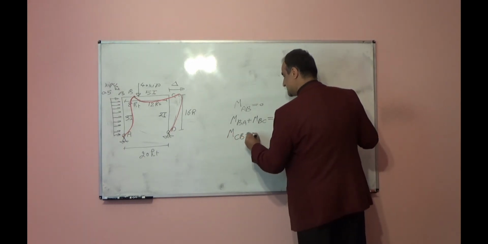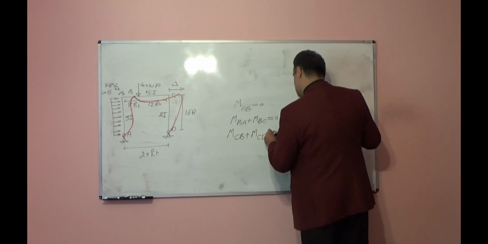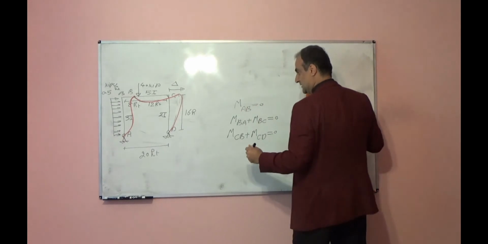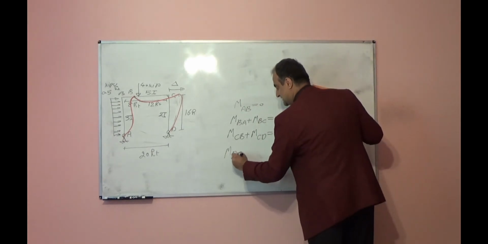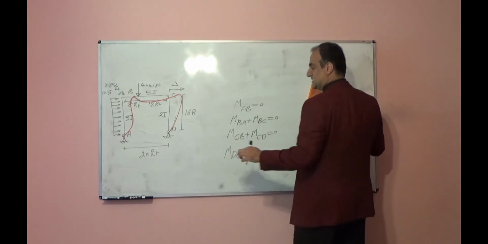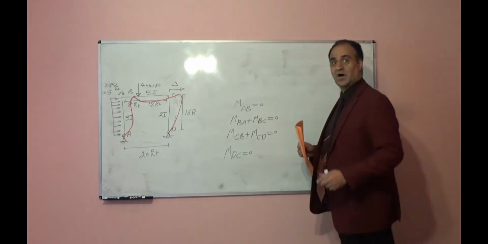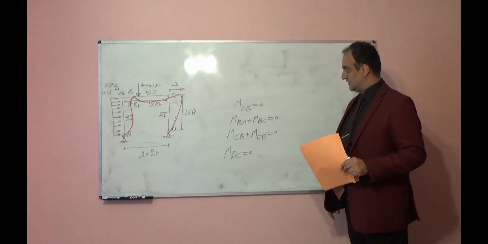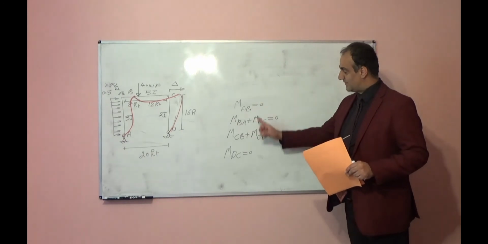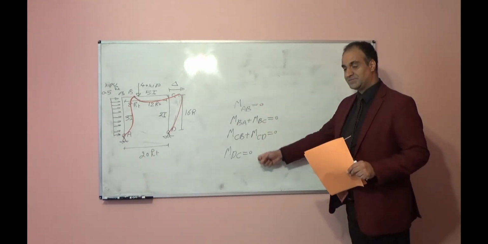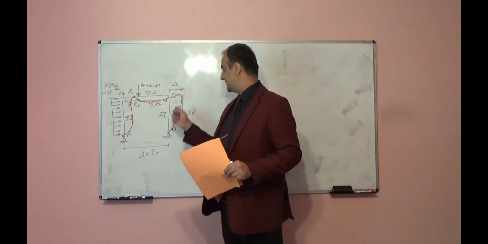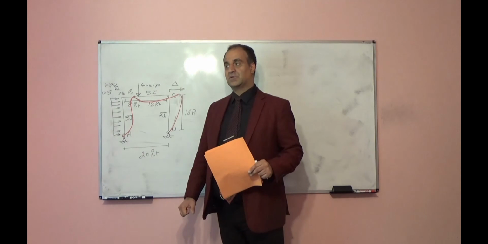MCB plus MCD is equal to 0 because this is again a rigid joint. MDC should be equal to 0 because it is a hinge. Up to now I have 4 equations: 1, 2, 3, 4. But I have 5 unknowns: 1, 2, 3, 4, 5. I need one more equation.